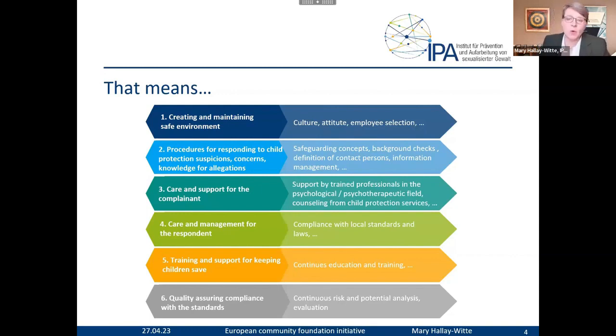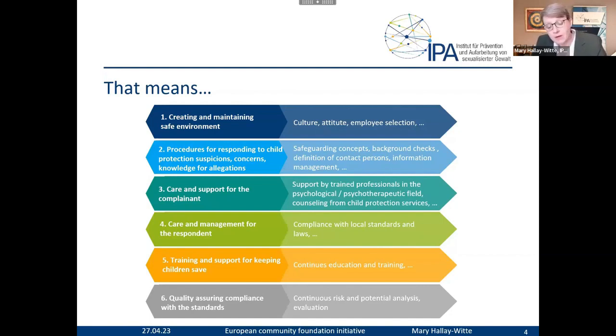Third, care and support for the complainant. In the case of disclosure by a person affected, the complainant or a victim must be provided with sufficient support. Therefore, trained professionals in the psychological, psychotherapy, even the legal field are needed. And in the case of the church, of course, in the pastoral field. Counseling by child protection services and institutions also falls under this.